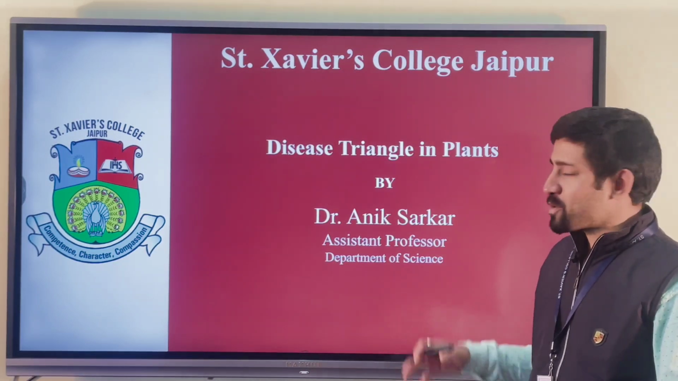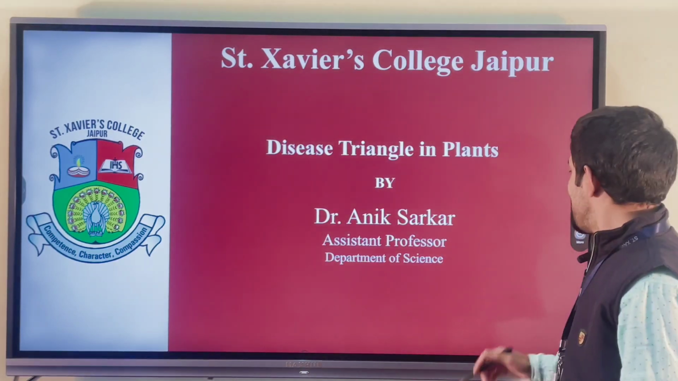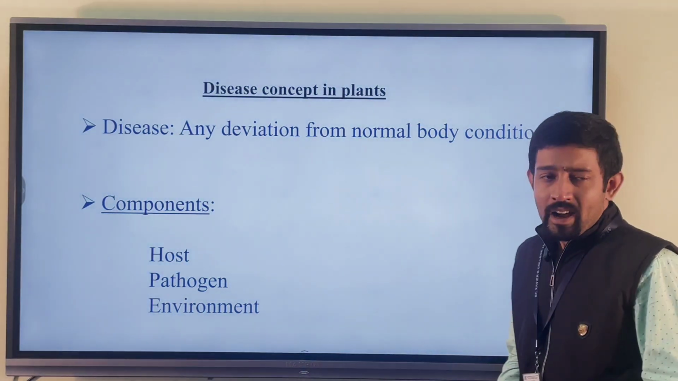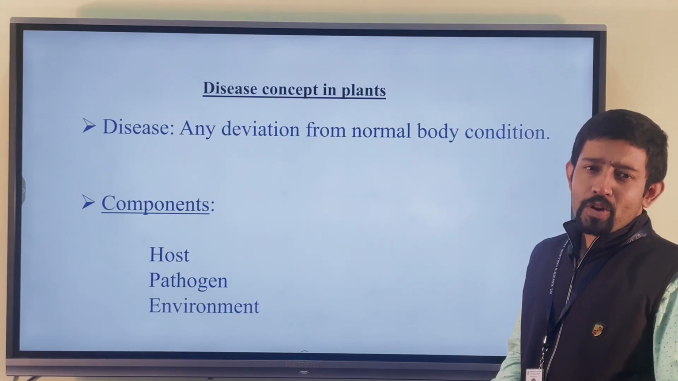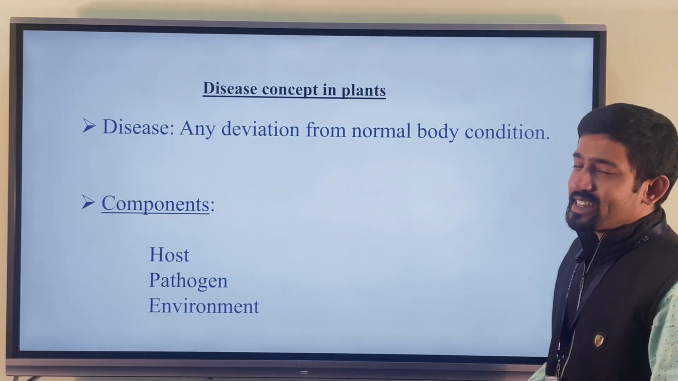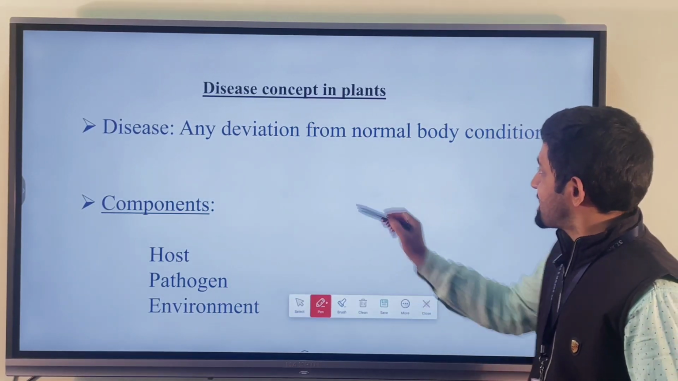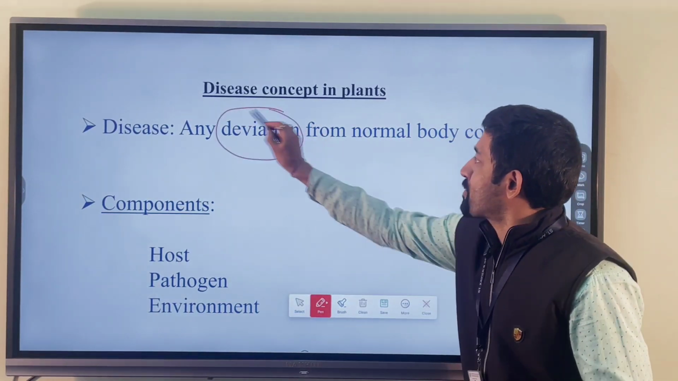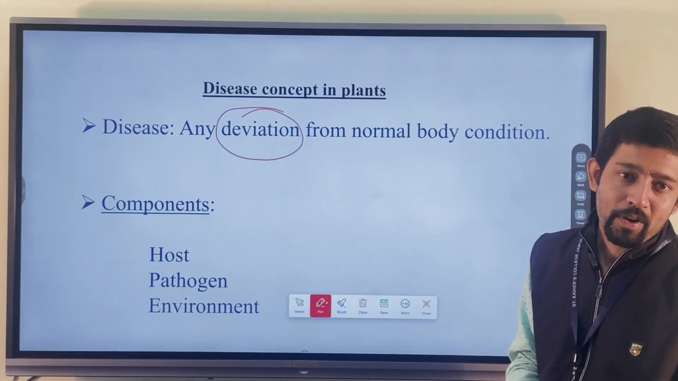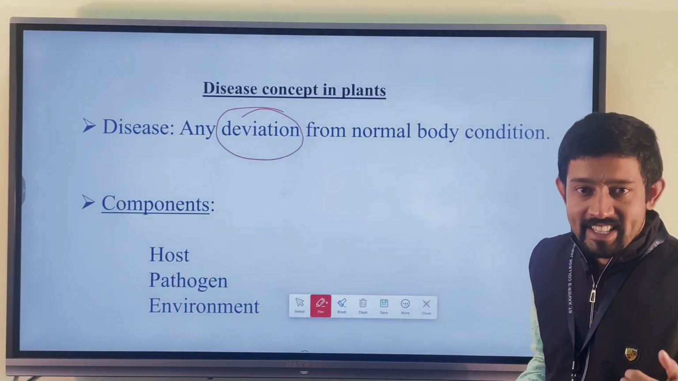Here today I am going to discuss today's session, the disease triangle in plants. Before passing to the core of today's discussion, you need to know what a disease is. A disease can be defined as any deviation from normal body condition. From normal body condition, any deviation is termed as disease.